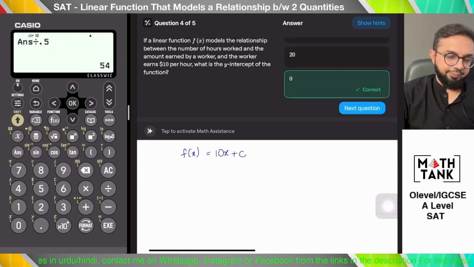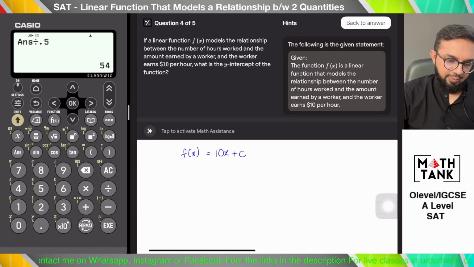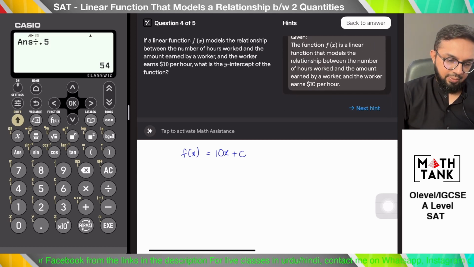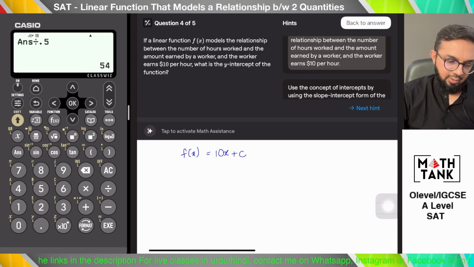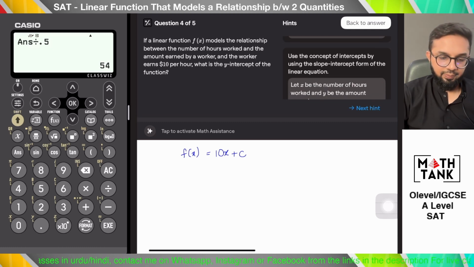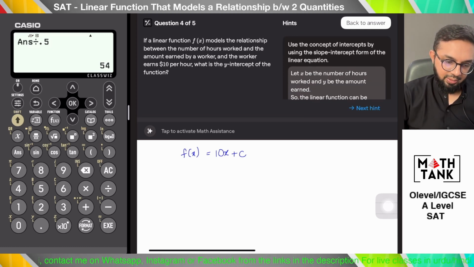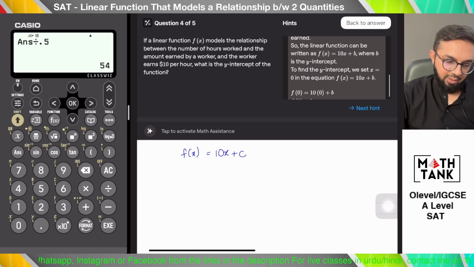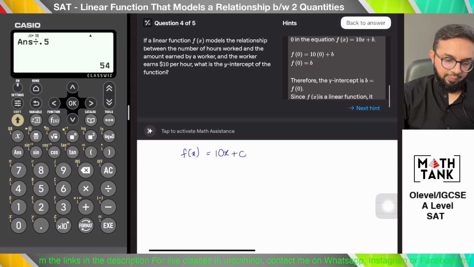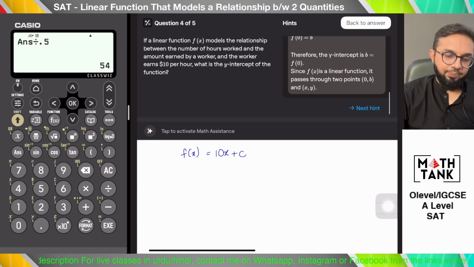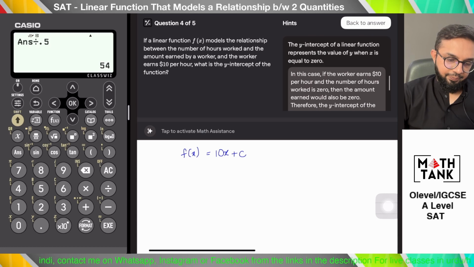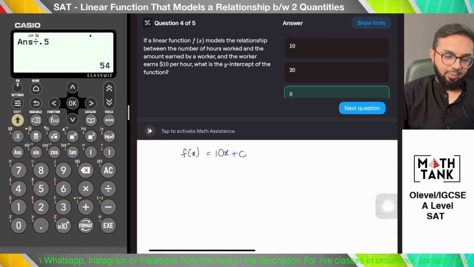Okay, let's read what the hints say. It says the function is a linear relationship that models the relationship between the number of hours worked and the amount earned. Use the concept of the intercepts by using the slope-intercept form of the equation. That's what I've written. Let x be the number of hours worked and y be the amount earned. So the linear function can be written as f of x equals 10x plus b. There's no amount for 0, so then you get 0 comma b. Okay, so that's what it's saying.